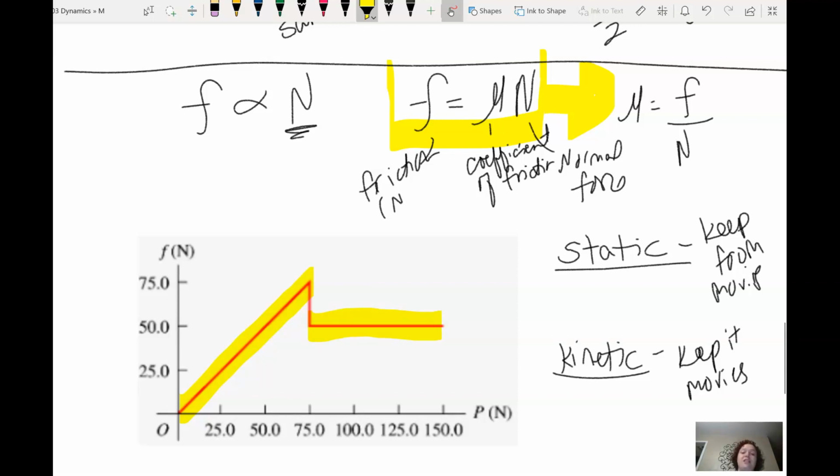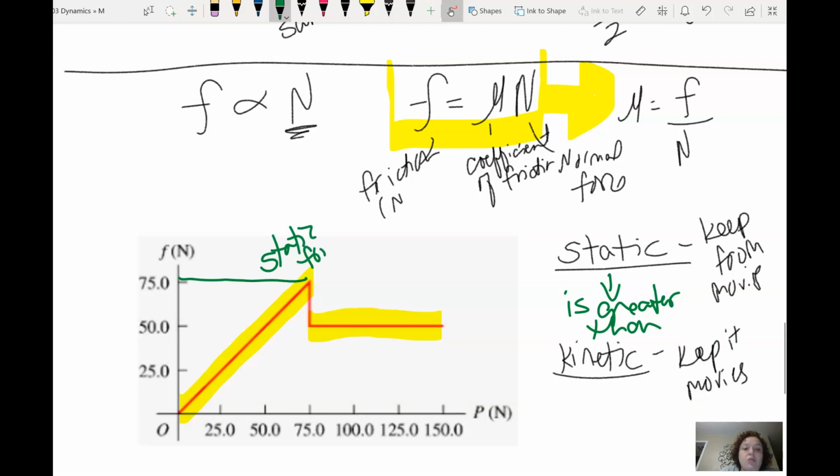What this tells us is that static friction is greater than kinetic friction. And this friction graph always looks like this, okay? This value right here is the static friction. This is the amount of force that you need to keep something from moving. Okay, so you get 75 newtons. And then once you are moving, this is our kinetic friction.